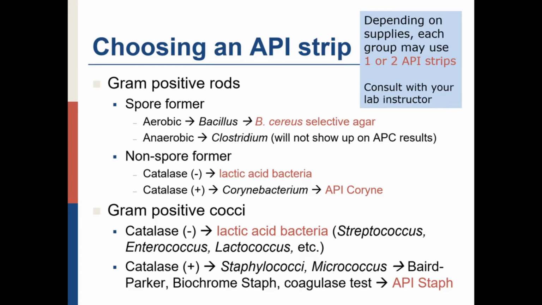So for non-spore formers, if it's catalase negative, then it's lactic acid bacteria. If it's catalase positive, then Carnobacterium, so you would be doing the API Carini. And gram-positive cocci that are catalase negative are probably going to be lactic acid bacteria. Whereas if it's catalase positive, then it's probably going to be a Staphylococcus or Micrococcus. So from there, you'd be doing the Baird-Parker, Biochrome Staph, and a coagulase test, and then the API Staph.